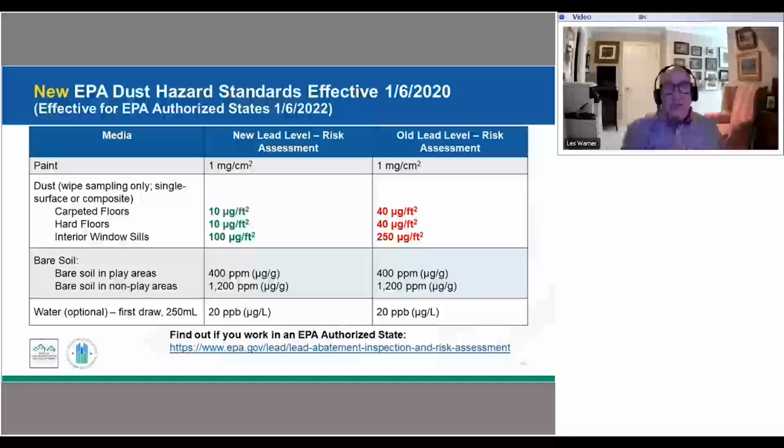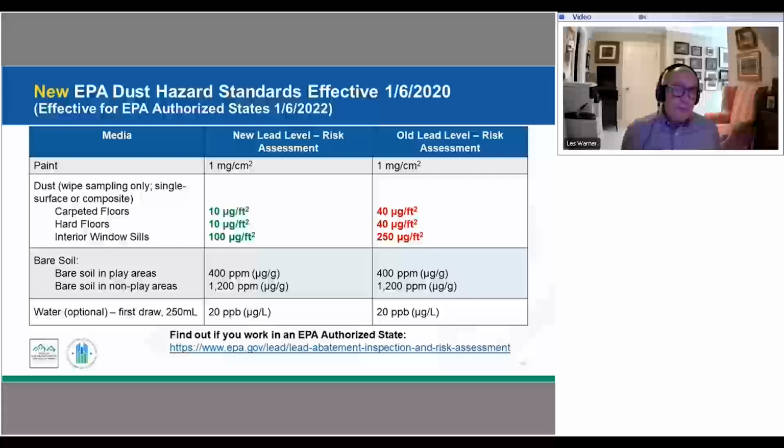I mentioned earlier that some of you may be in an EPA authorized state, and so the EPA requirements are being implemented at the state level. To find out if you are working in an EPA authorized state, we've provided this link to look at.